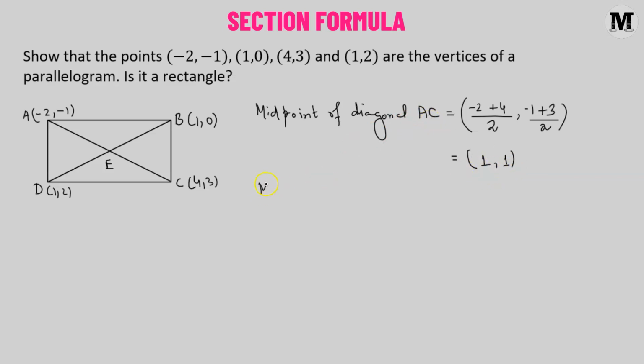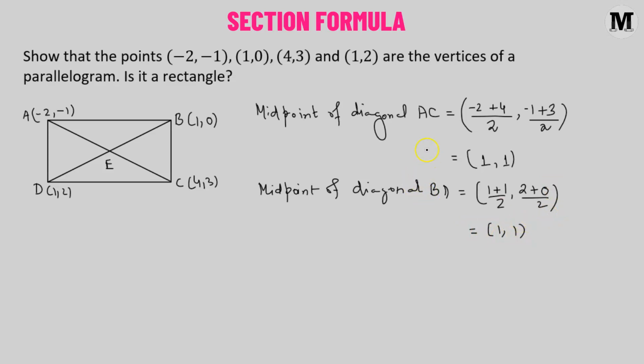Next, we'll find the midpoint of the other diagonal, which is formed by joining points B and D. So we first sum up the x coordinates of the endpoints, that's 1 plus 1, divided by 2. Then we also sum up the y coordinates, so that will be 2 plus 0, divided by 2. And we see that this also gives us 1, 1.